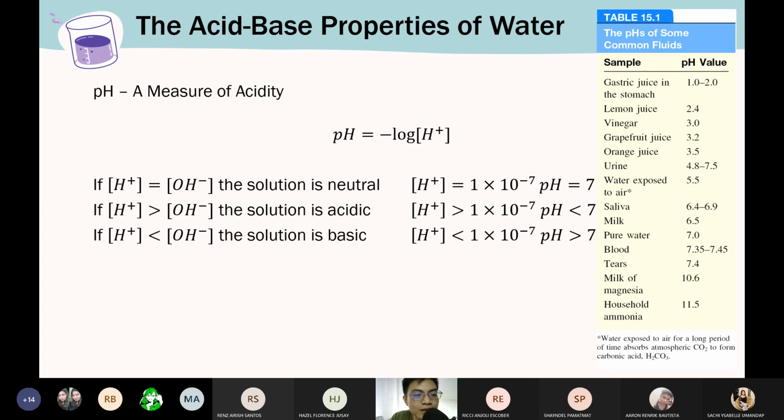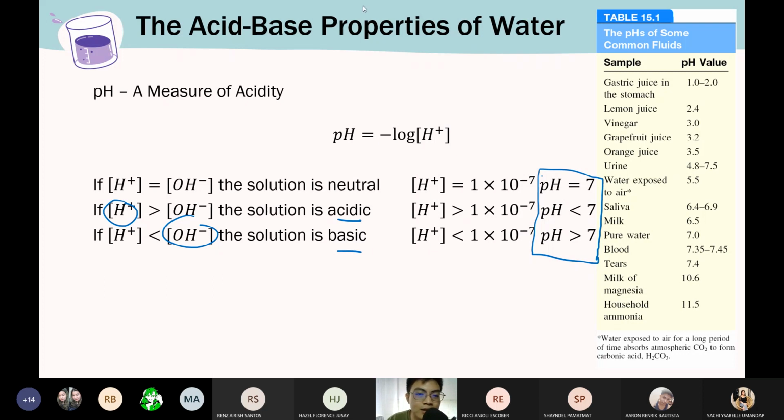Now, remember, sabi natin, kapag mas marami yung H plus, acidic siya, and kapag mas marami yung OH, basic siya. Pero, tignan nyo, when it comes to pH, medyo kakaiba siya. The trend is reverse. Acidic kapag less than 7 ang pH, pero basic kapag greater than 7 ang pH.